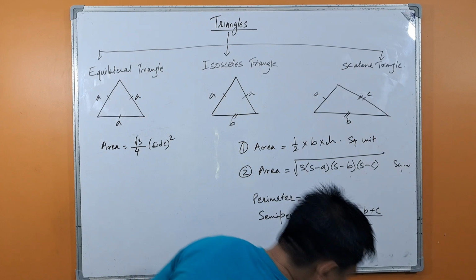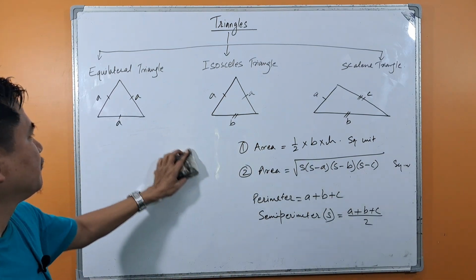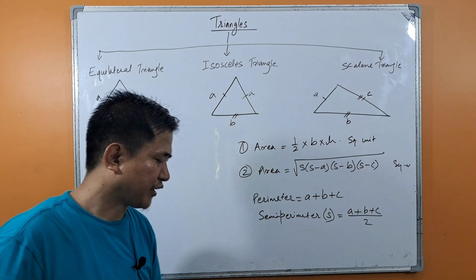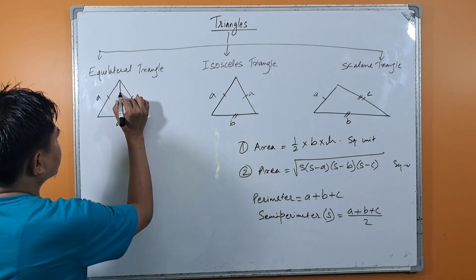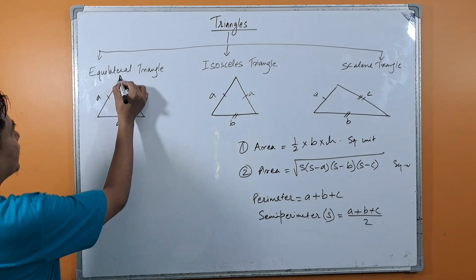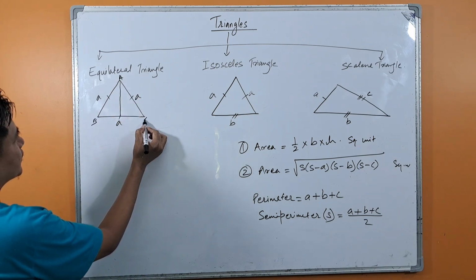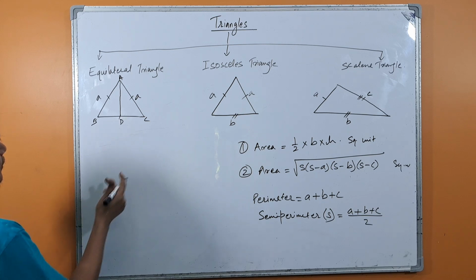In the case of an equilateral triangle, first we need to find the altitude of the equilateral triangle. Altitude means height. This is the altitude, isn't it? So if this is A, this is B, and this is C, and this is D. Let me write D here.